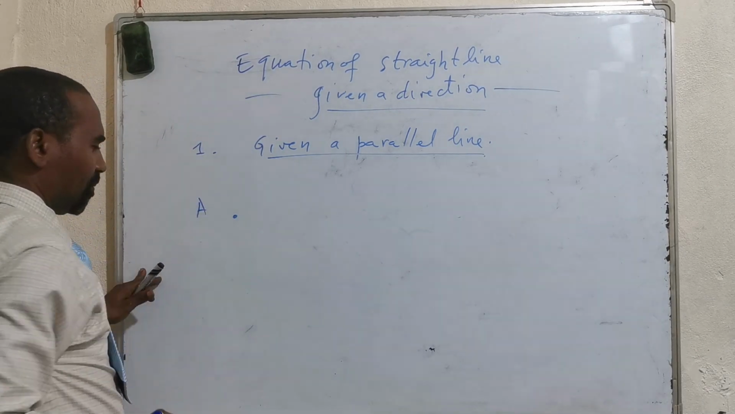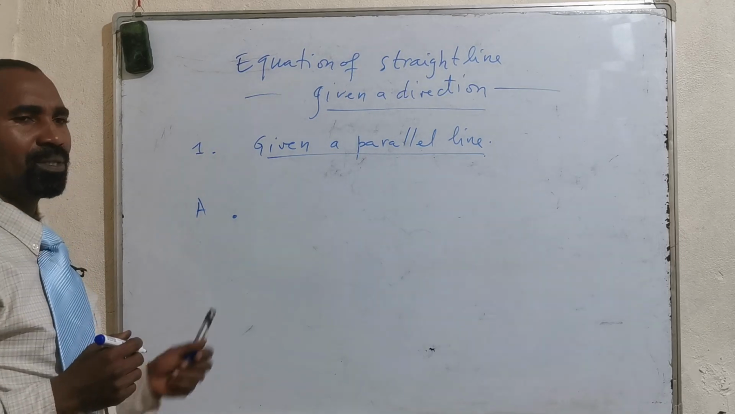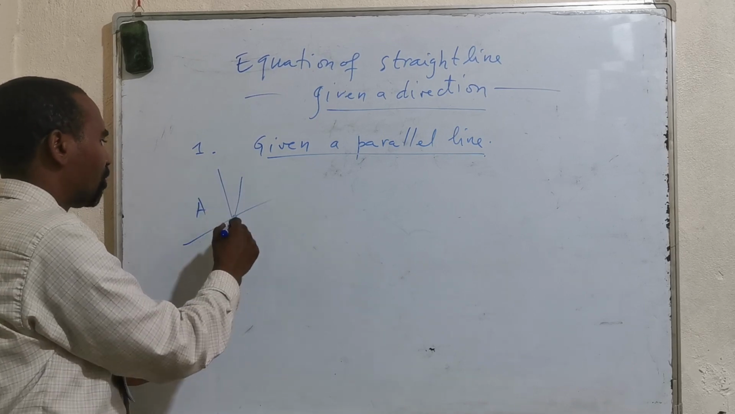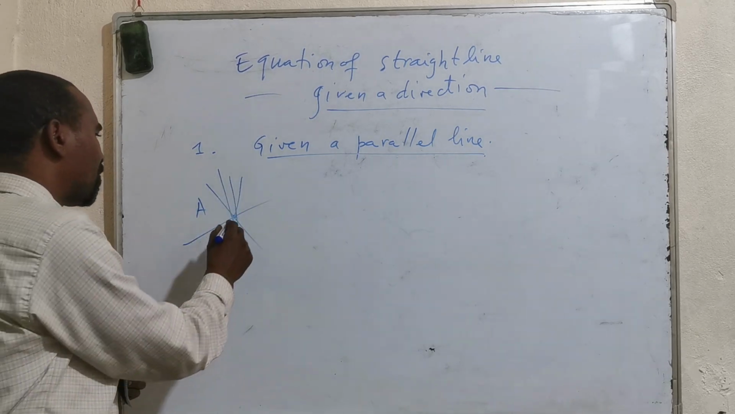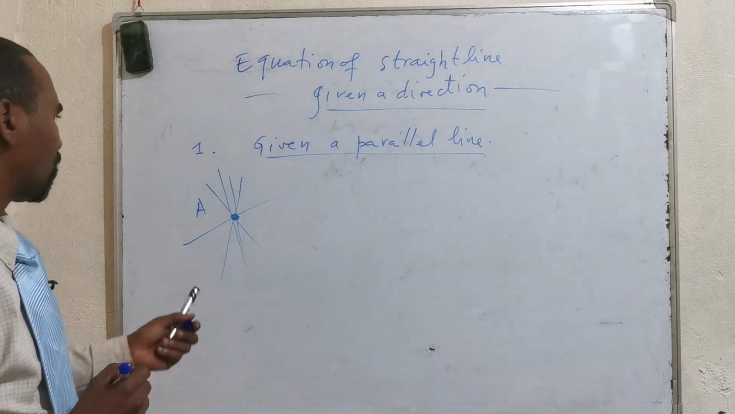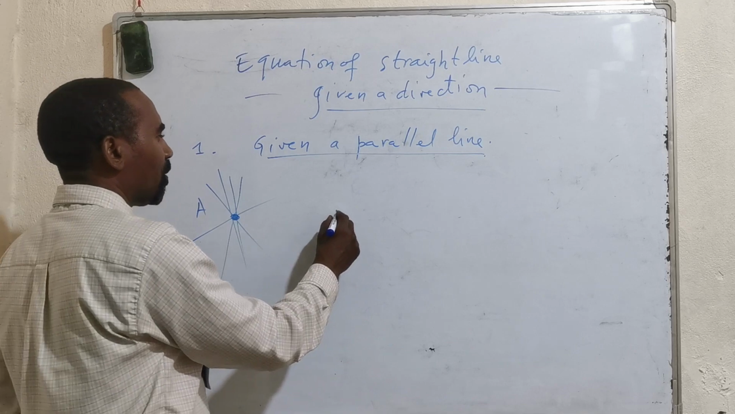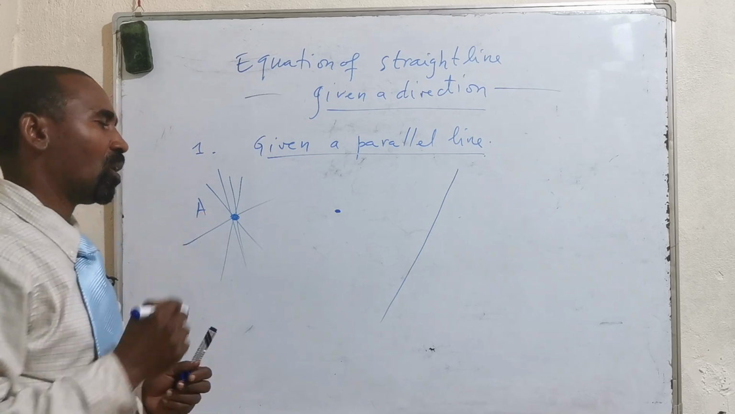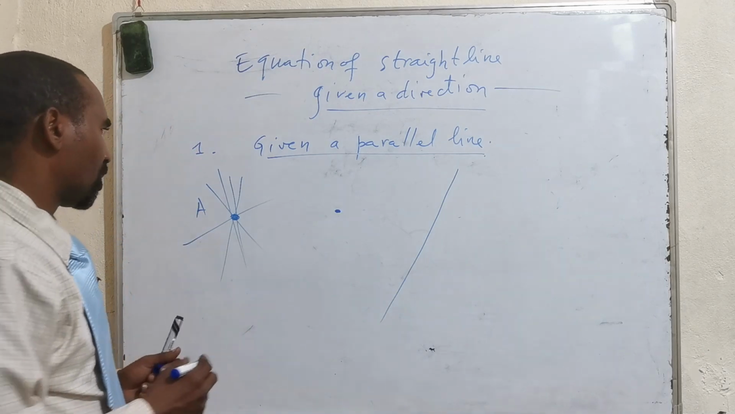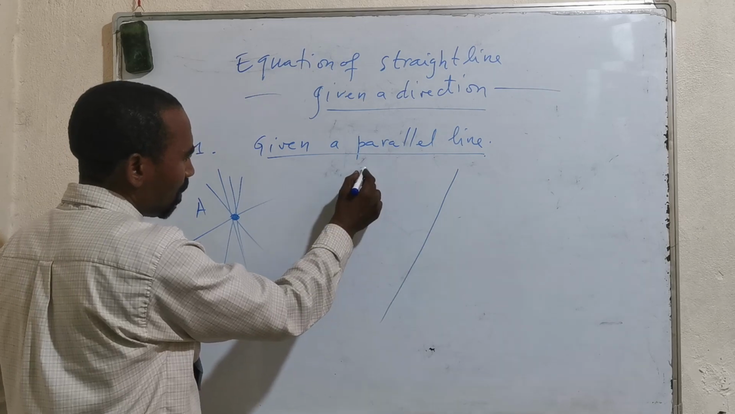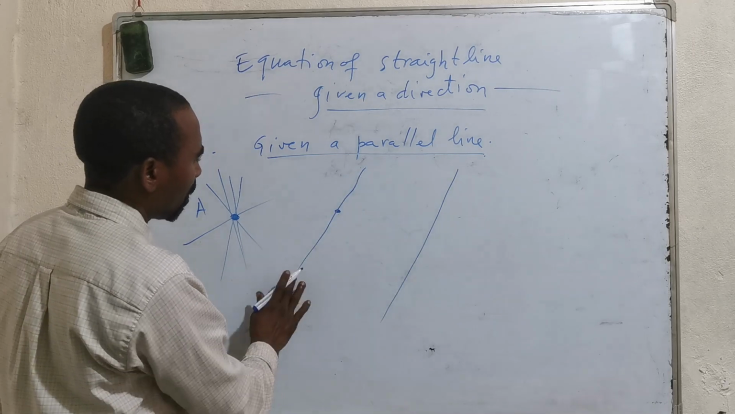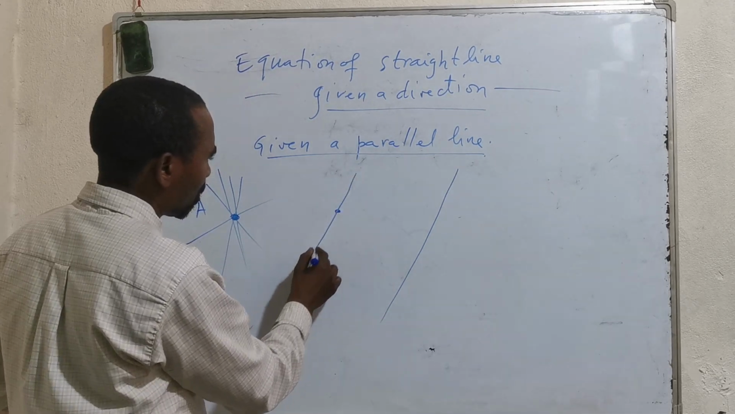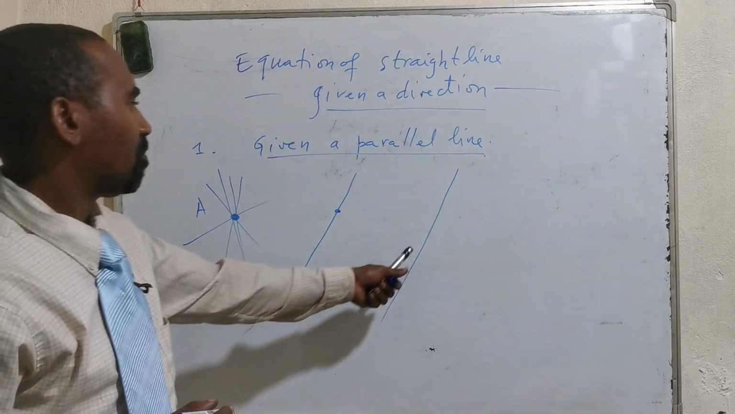If the point is A, there are many possibilities to draw lines through A. You can draw as many as possible, infinitely many lines through A. But if you have one point and you say to draw a line which is parallel to this one, there is only one option. There is only one line which is parallel to this one.